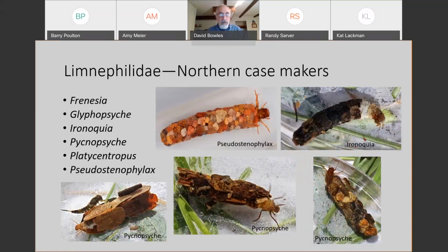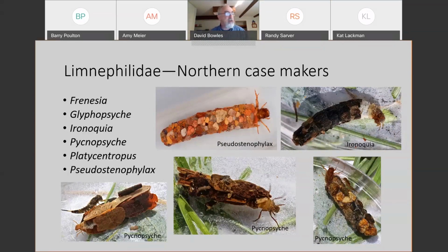The Limnephilidae, again, we used to think this was the largest family diversity-wise in North America. It is not. It's now second to the Hydroptilidae, which is kind of ironic. One of the largest size families and the littlest of those. The genera we have in the Ozarks are Phrynecia, Glyphopsyche, Ironoquia, Pycnopsyche, Platycentrippus, and Pseudostenophylax.